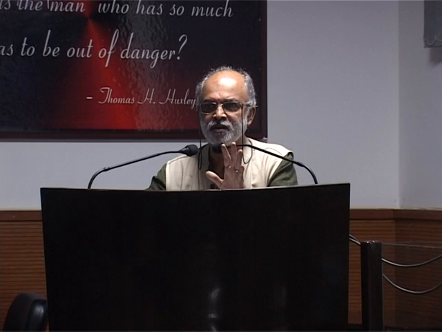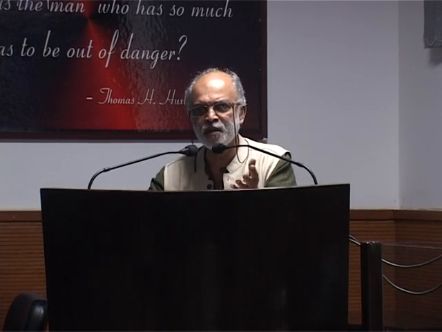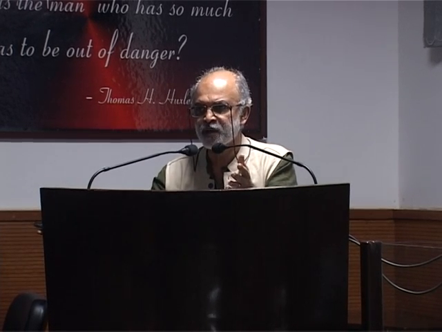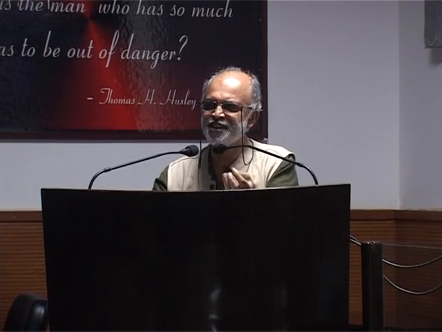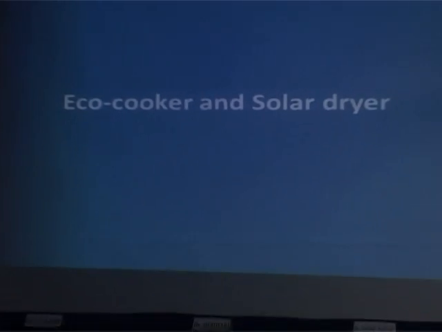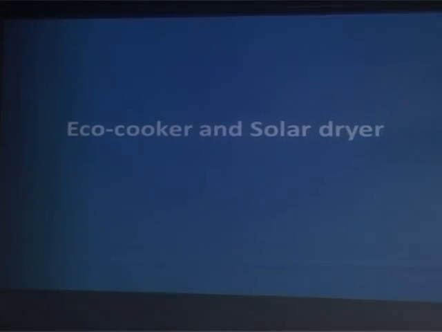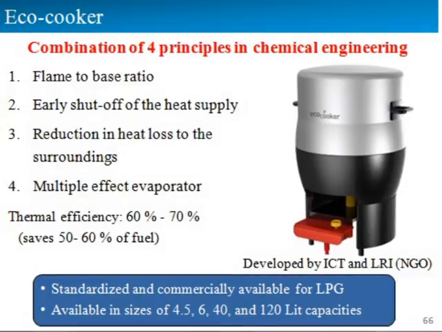I have got a stove now. What do I have to do? I have to combine that stove with a cooker, because ultimately I am not just interested in combusting fuel, I need to utilize the energy associated with that combustion for cooking purposes. So how can I design now an efficient cooker? These are the 4 parameters which you need to adjust: flame to base ratio, early shut-off of the heat supply, reduction in heat losses to the surroundings, and multiple effective apparatus. You can combine these and come out with the design of a cooker.